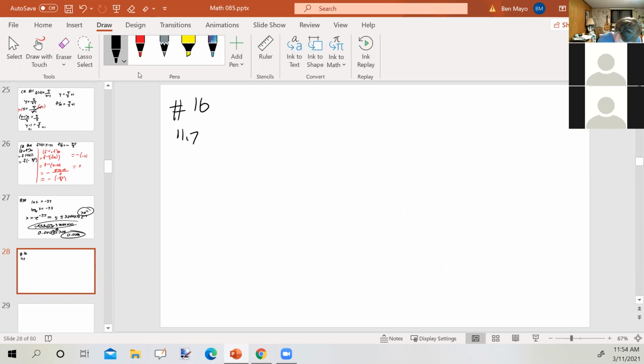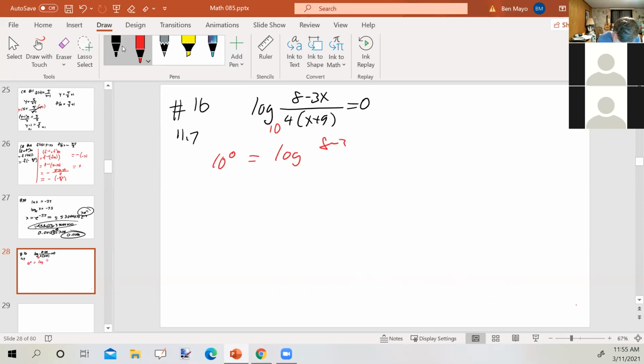And this one says log of the quantity 8 minus 3x over 4 times the quantity x plus 9 equals 0. So again, this is log base 10. So if we take this logarithmic equation and write it as an exponential equation, we get 10 to the 0 power equals the log of 8 minus 3x over, and I'm going to distribute 4x plus 36. But 10 to the 0 power is 1. So 1 equals the log of 8 minus 3x over 4x plus 36.